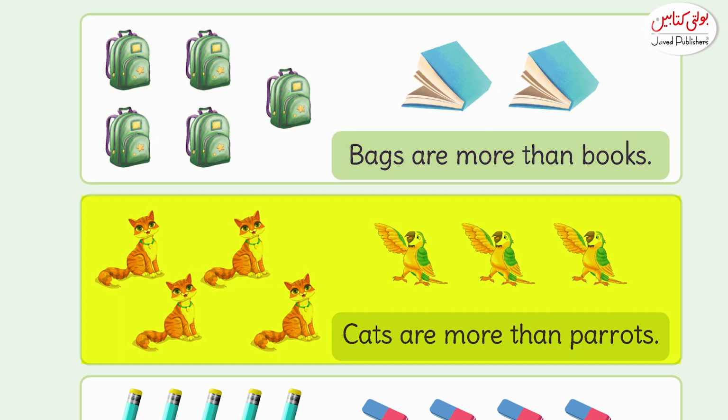The next picture, these are cats and birds. So cats are more than parrots. आपने cats को count करें 1, 2, 3, 4. Cats are 4 and how many parrots are there? 1, 2, 3. So किसकी quantity ज़्यादा है? Cats. So cats are more than parrots.